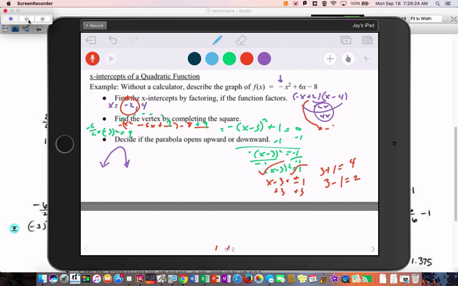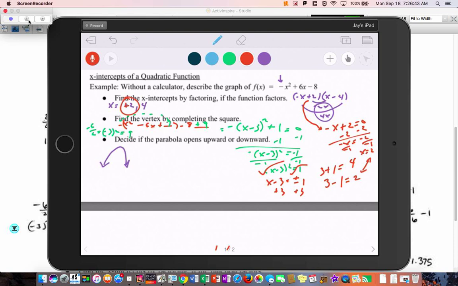So I can do negative x plus 2 is equal to 0. Subtract the 2 on both sides. Now I have negative x is equal to negative 2. Divide by negative 1 on both sides, and I get x is 2. So now you can see that these two things are actually the same.